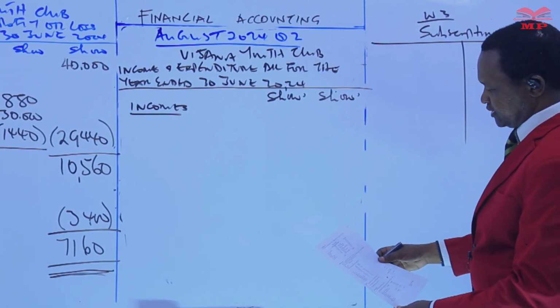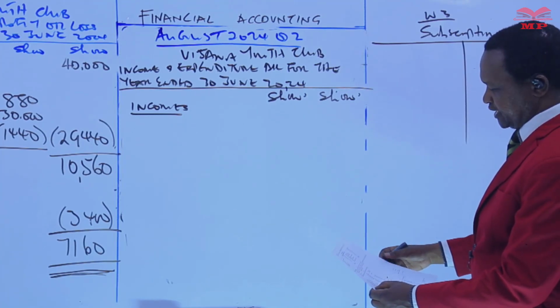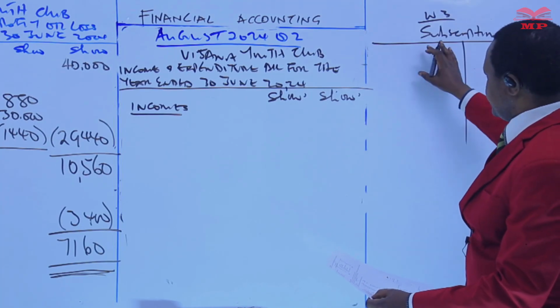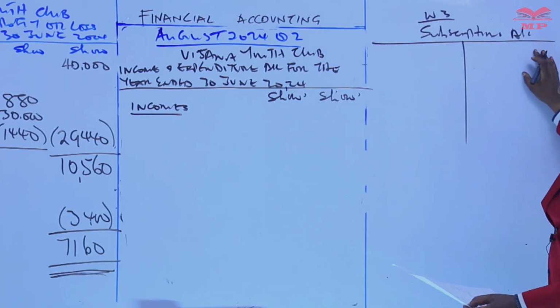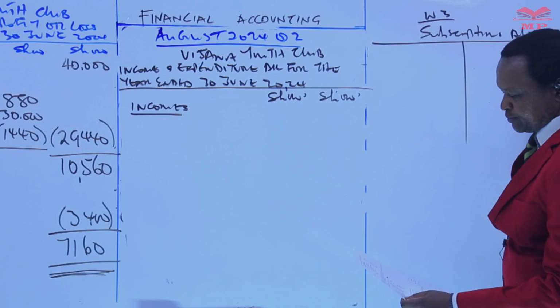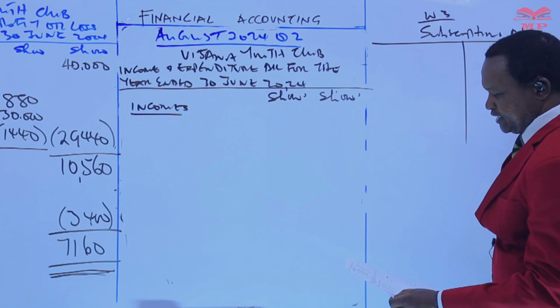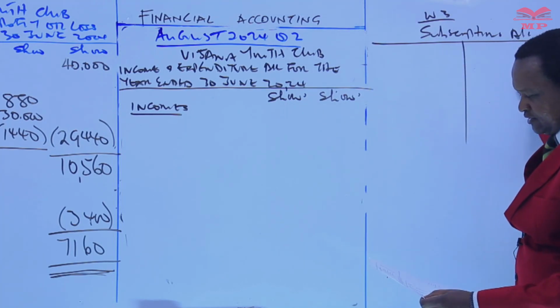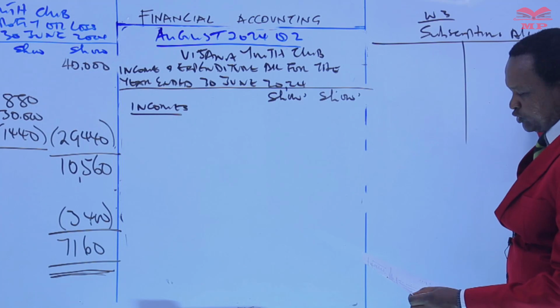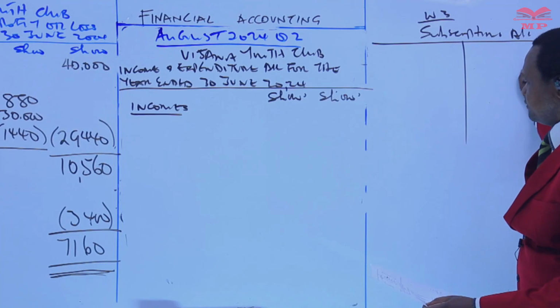We begin with the balances. Subscriptions in arrears at the beginning, do we debit or do we credit? Then we have subscriptions in advance at the beginning and at the end. So subscriptions due at the beginning, do we debit or do we credit?